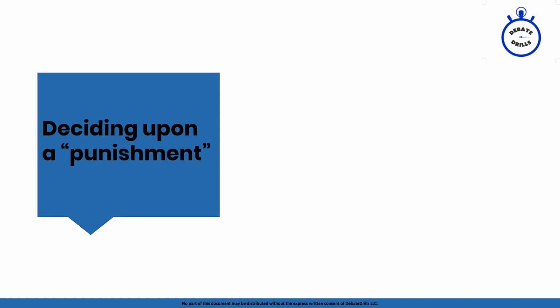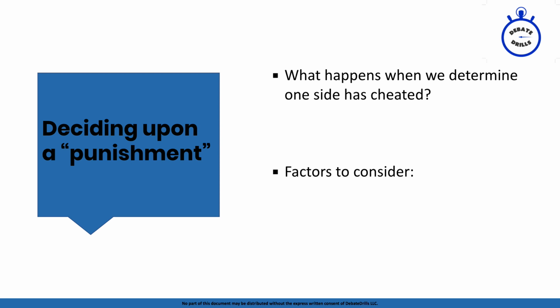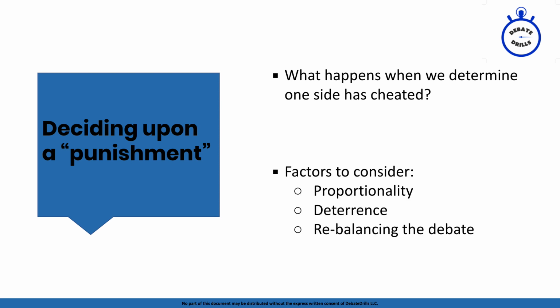So, let's say at this point we've proposed a rule. You've decisively established that your opponent has violated the interpretation and that the rule is actually good for debate. So at this point, we have come to the conclusion there's a rule we should follow, our opponent hasn't followed it, and that rule is good for debate. What do we do now? Well, we need to decide upon punishment. So what happens when we determine one side's cheated?